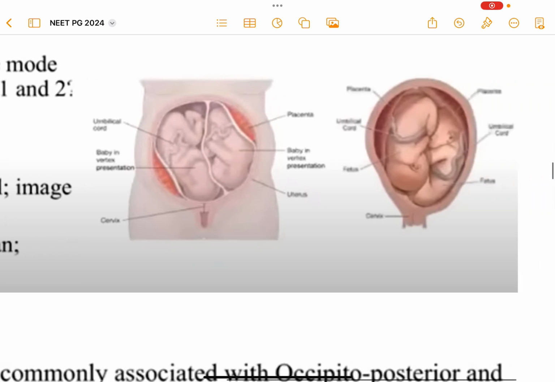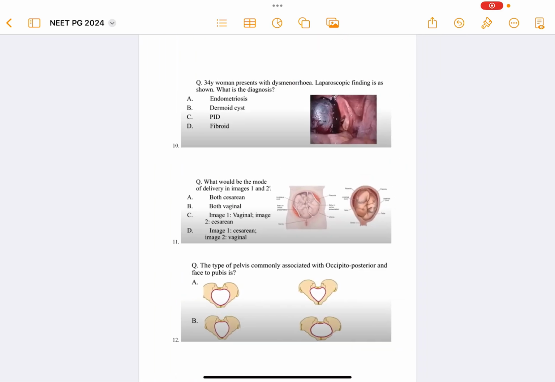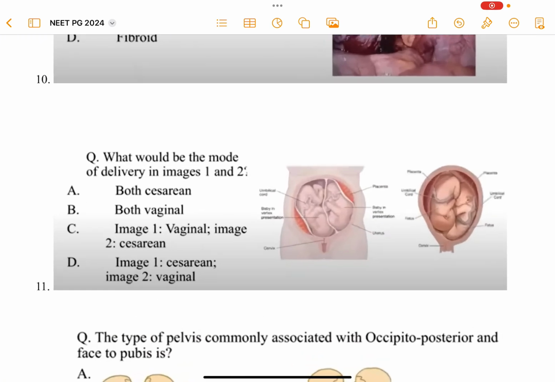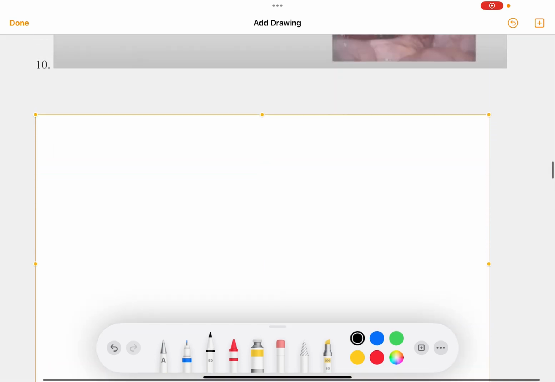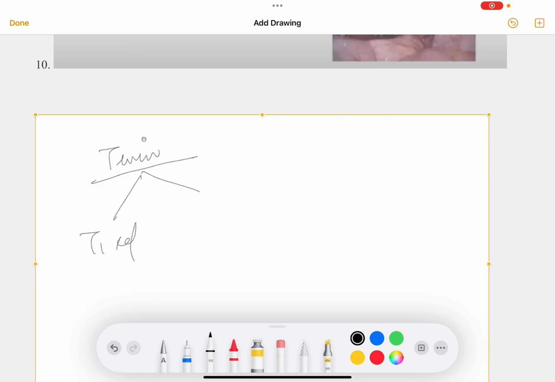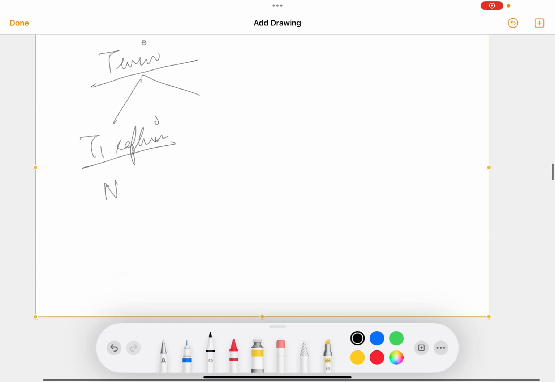Whereas in image 2, you can see the first twin, the presenting twin towards the cervix, is breech. So T1 is cephalic in image 1 and T1 is breech in image 2. We all know that in twin pregnancies, if T1 is cephalic, then we go for trial of labor, that is, normal vaginal delivery can be done.